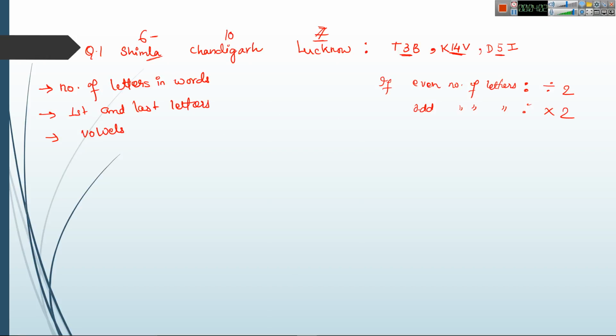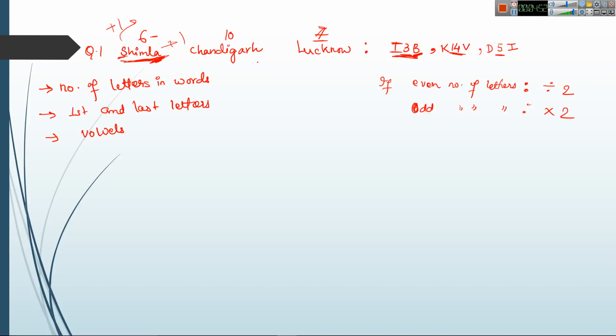Now we will try to crack the letter part of the code. If we see T3B and Shimla, the first letter of this word is S and the first letter of the code is T. T comes just after S. If we do S plus 1, then we get T. The last letter of the word Shimla is A and the last letter of the code is B. So B just comes after A. So from here we can see that the first letter of the code is the first letter of the word plus 1 and the last letter of the code is the last letter of the word plus 1.